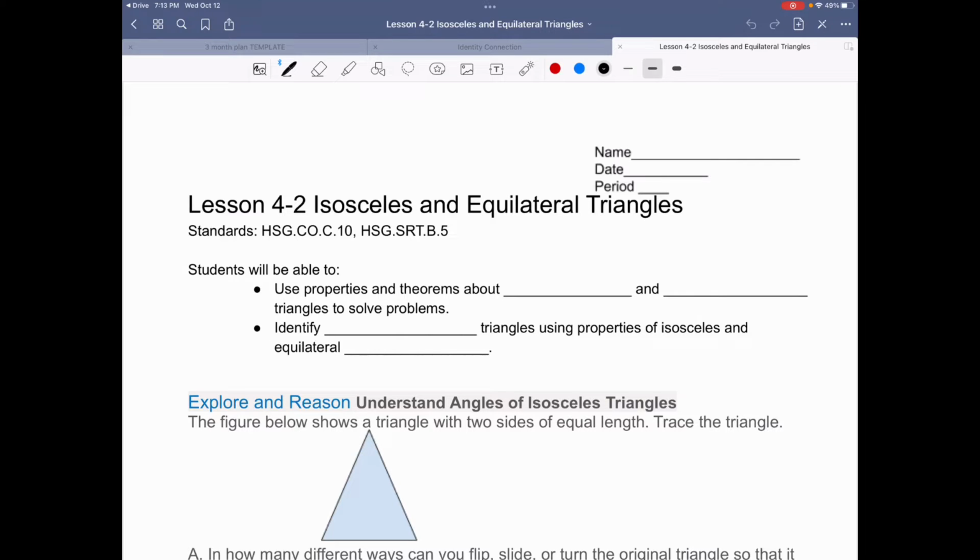Your objective is that students will be able to use properties and theorems about isosceles and equilateral triangles to solve problems. You will identify congruent triangles using properties of isosceles and equilateral triangles.